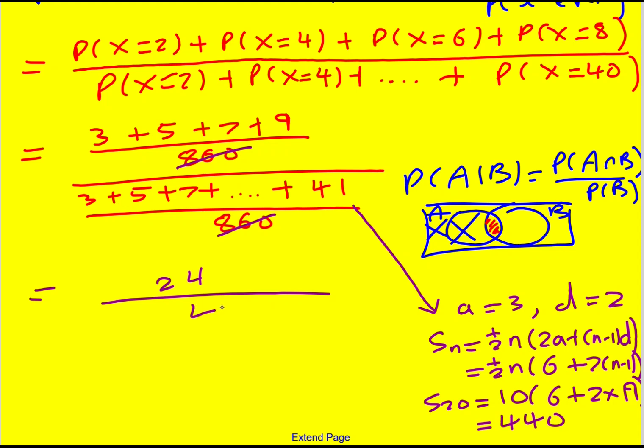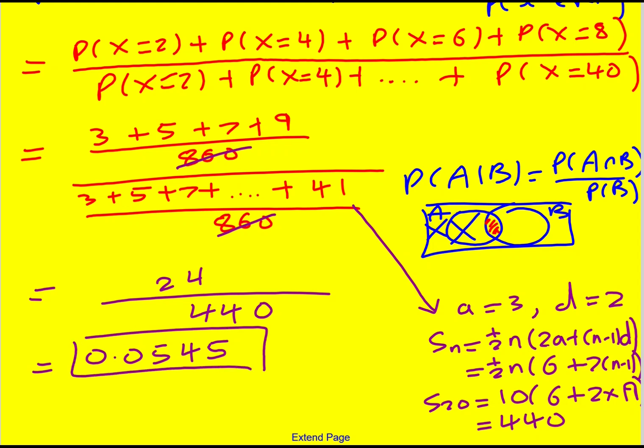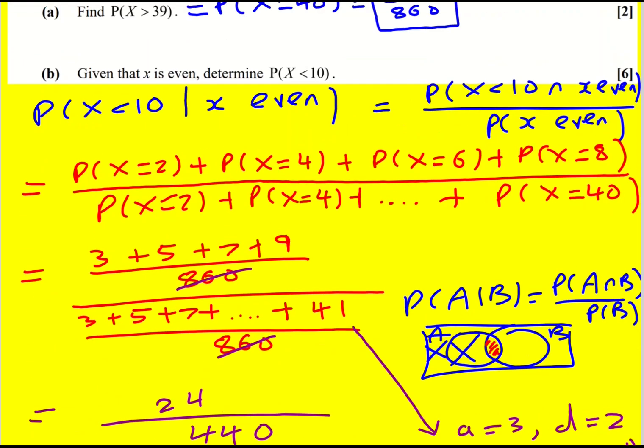So 24 over 440. And we can leave it like that. We could also write it to three significant figures, 0.0545. That's it. That is our probability that x is less than 10 given that x is even.